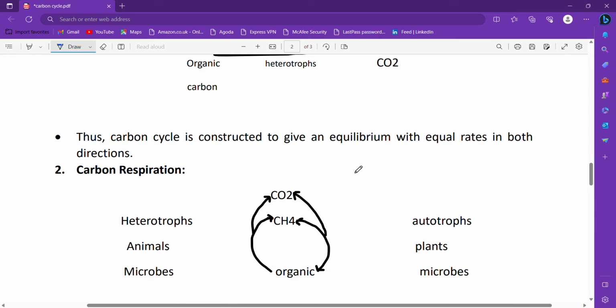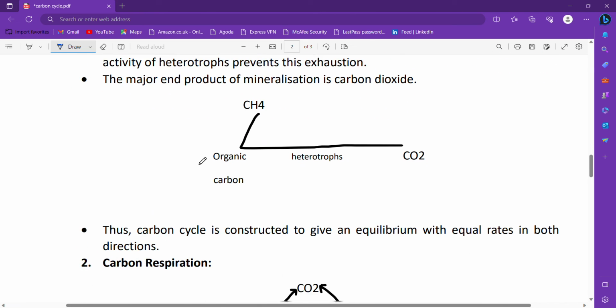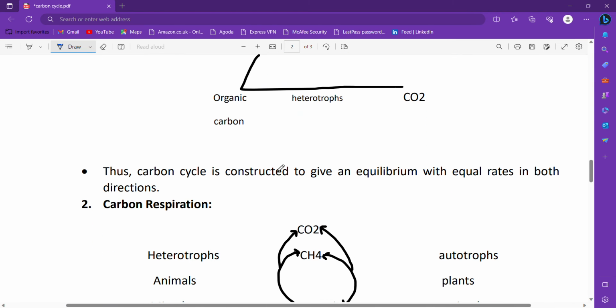So next, the carbon cycle is constructed to give an equilibrium with an equal rate in both directions. See, these two processes are repeated. This process and this process are repeated in the atmosphere and on earth. It means this carbon is cycled again and again through the process.